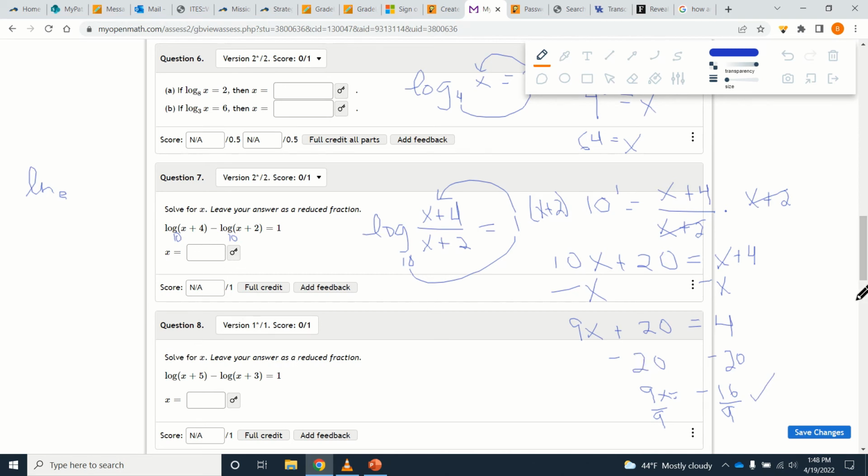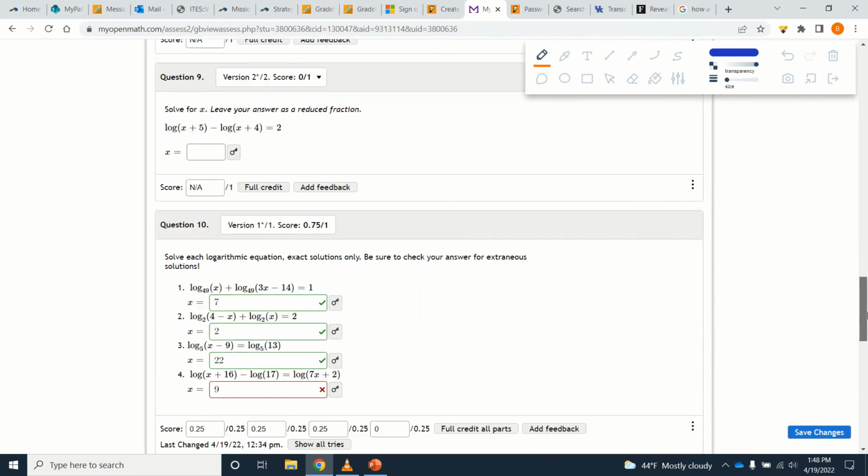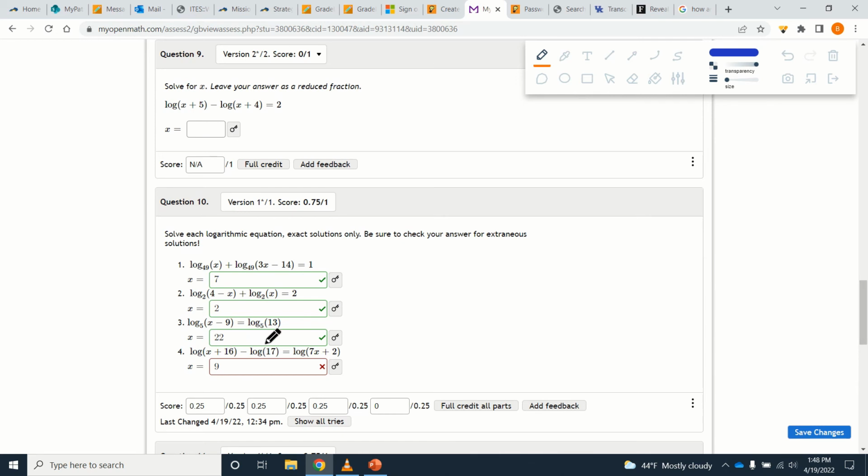So number 8 will be done exactly the same way, as will number 9. And then I think probably here, you're just having problems with that subtraction sign. So just like we did with this one, it's going to change into log of division. So you'll have x plus 16 on the top. And then the minus sign, that argument ends up on the bottom.